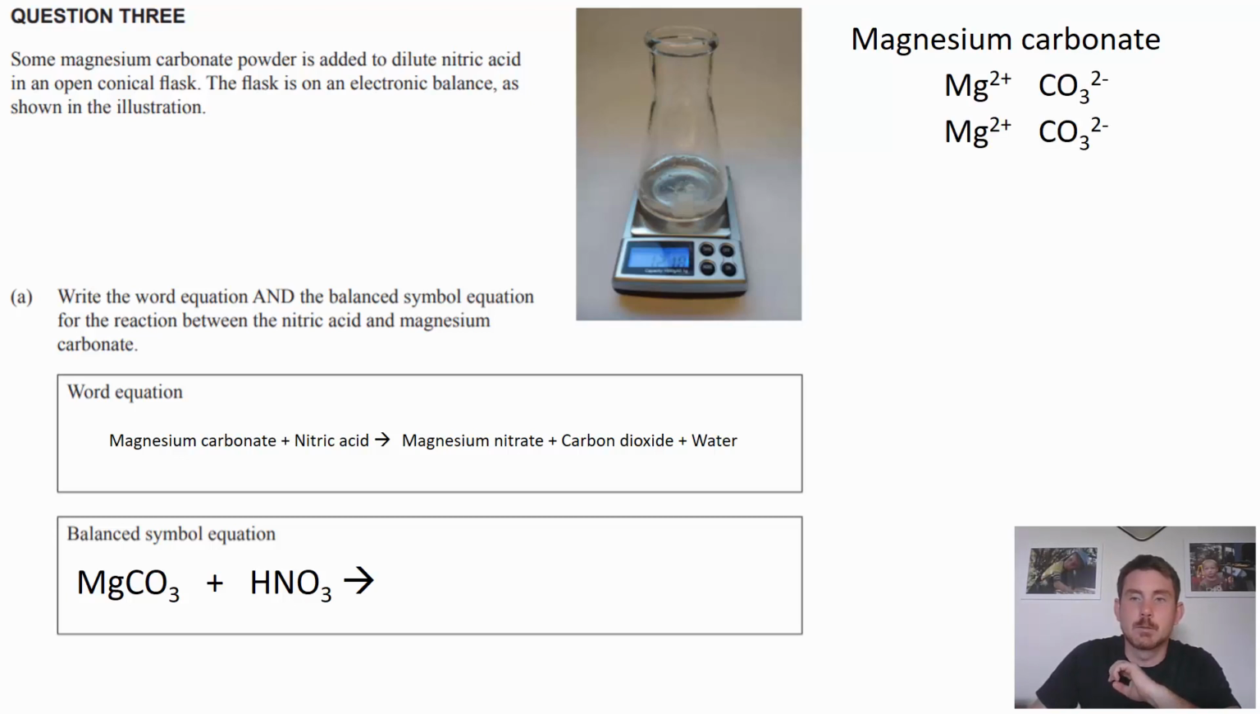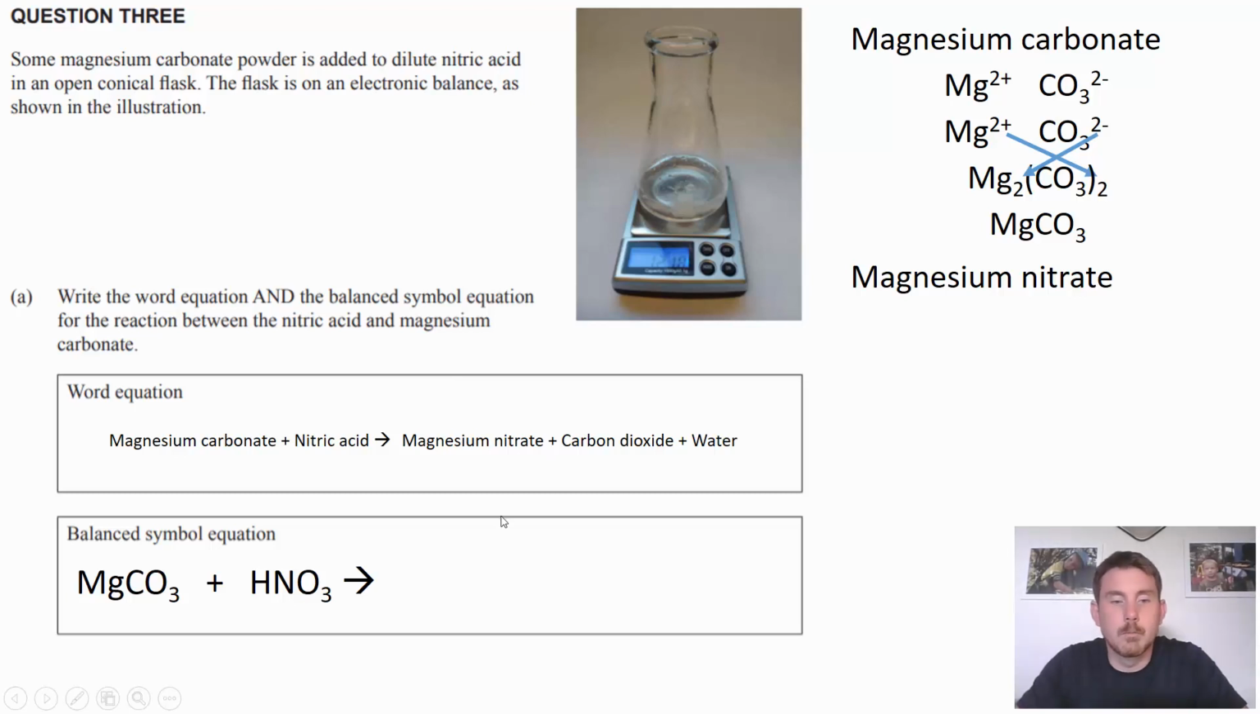So we write down the charges, we then drop the charges down, putting brackets around our carbonate. We've got to be very careful with that. Because the numbers are the same after the magnesium and the carbonate, i.e. they're in the same ratio, we can drop the numbers down to MgCO3. The nitric acid, I've written in there for you, it's HNO3, and a reminder that you're expected to know the 3 formulas for your acids: nitric, hydrochloric, and sulfuric.